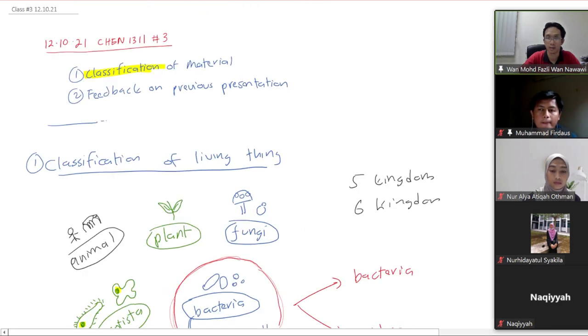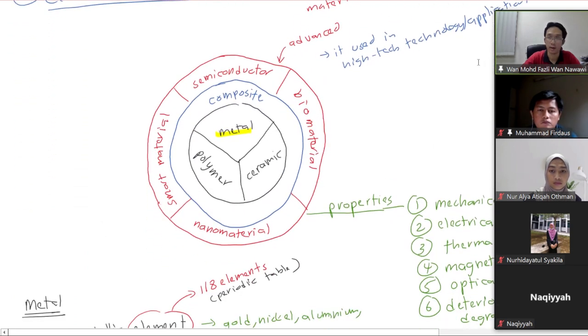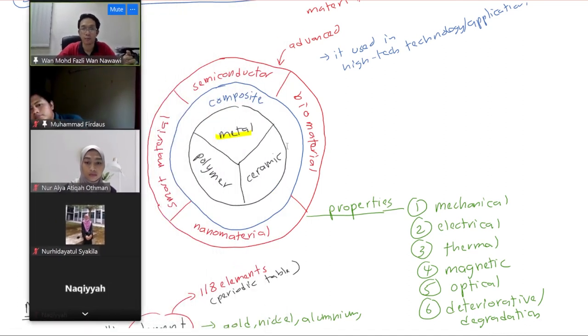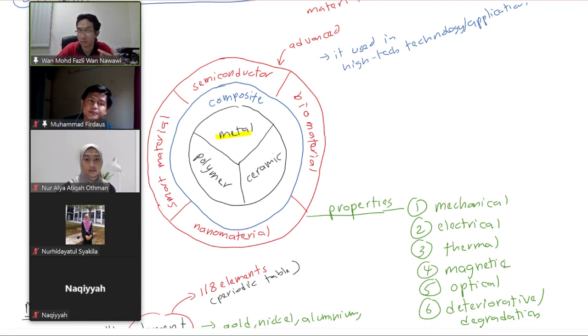If you look at our first class, the class that I drew this thing, when I drew this, you can see one of the properties of material is magnetic. So at least now you can see why a thing is magnetic and so on. It's a property of material.